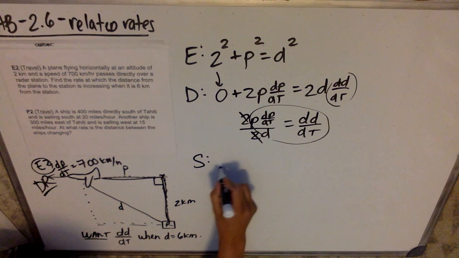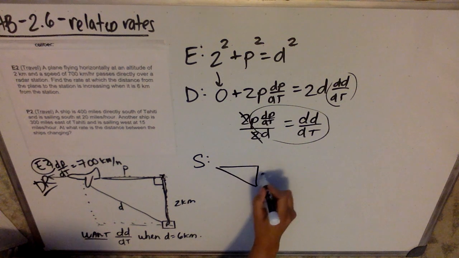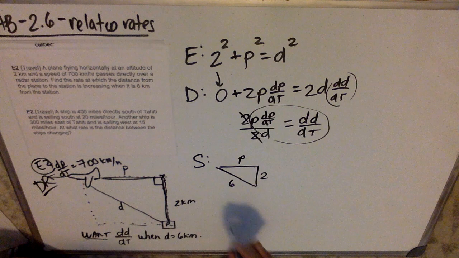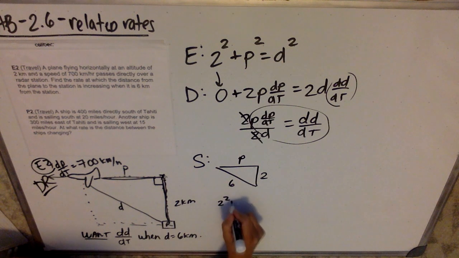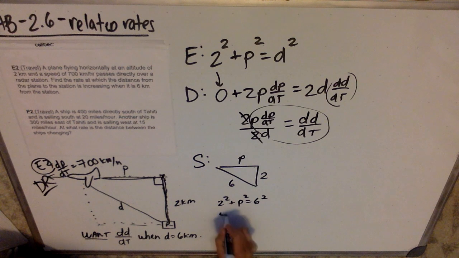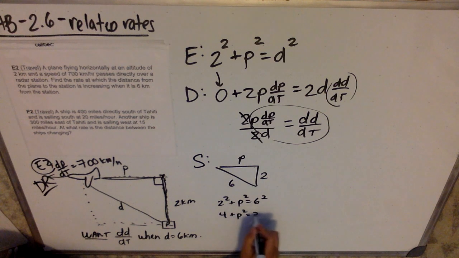Well, the problem is, if you look at when d is 6, that is very much not a Pythagorean triple. You're going to have to find the value of p. So 2 squared plus p squared equals 6 squared. 4 plus p squared equals 36. p squared is 32. My p is root 32.